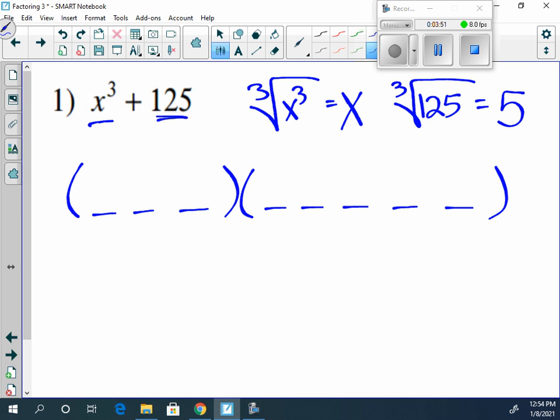We'll have our two sets of parentheses. Any questions on any of this here so far?